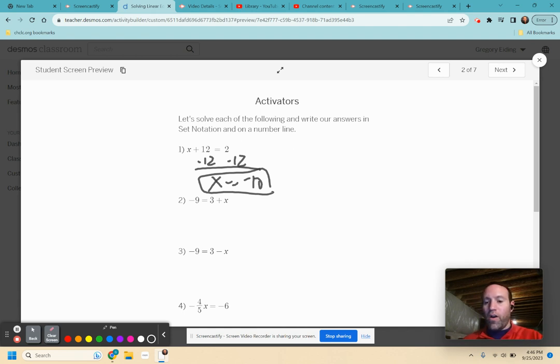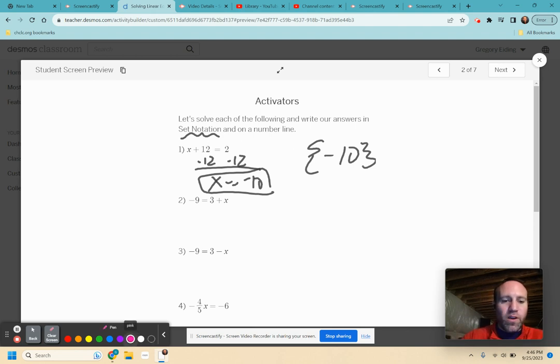Now, for set notation, we're not just going to leave it as x equals -10. We're going to write it with these curly brackets as -10 like that. So that's the fancy way of doing set notation.